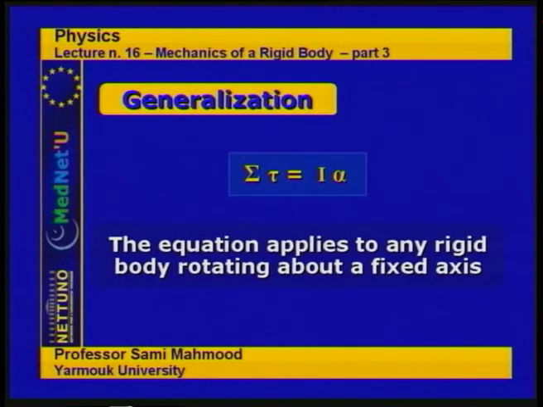This equation, although it is applied or derived for a single particle attached to a massless rod, so the whole body has a mass which is a point mass, and the rod that we mentioned has 0 mass, although this equation was derived for that case, it is more general. It can be applied to the rotation of any rigid body of any form, of any shape, rotating around any axis, as far as we know the moment of inertia of that rigid body with respect to that axis.